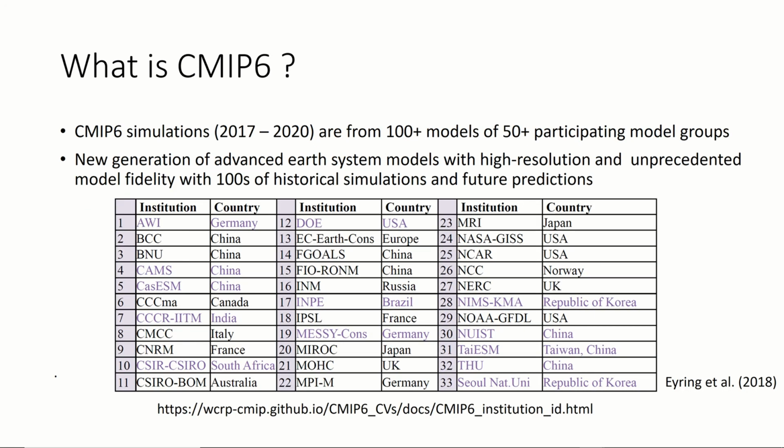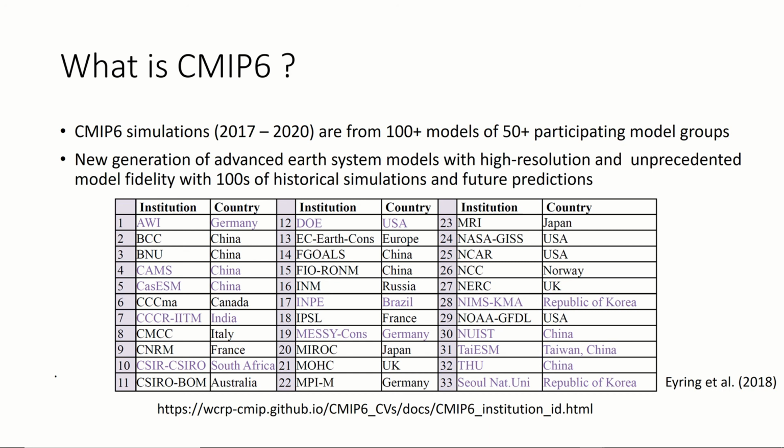What is CMIP6? So CMIP6 simulation. They started the simulation in 2017 to 2020 as a deadline. These are from more than 100 models and more than 50 participating model groups. In CMIP6, there is a new generation of advanced Earth system models with high resolution and unprecedented model fidelity, with hundreds of historical simulations and future predictions.